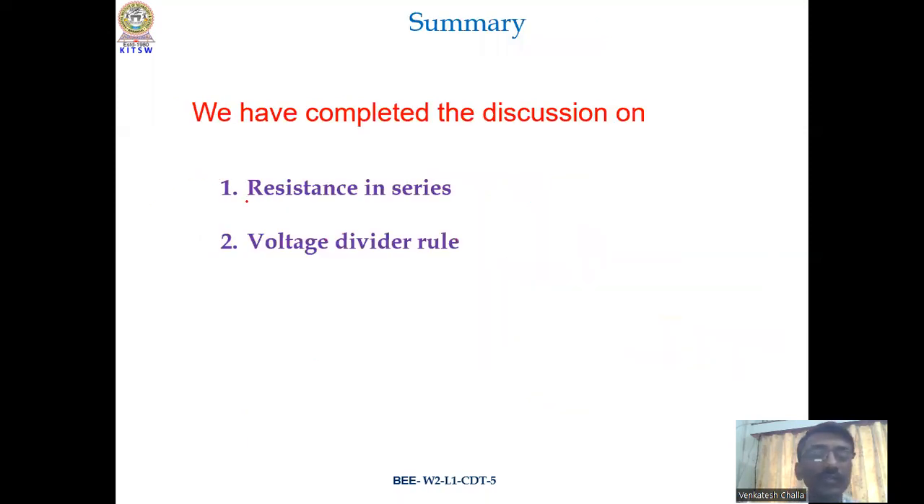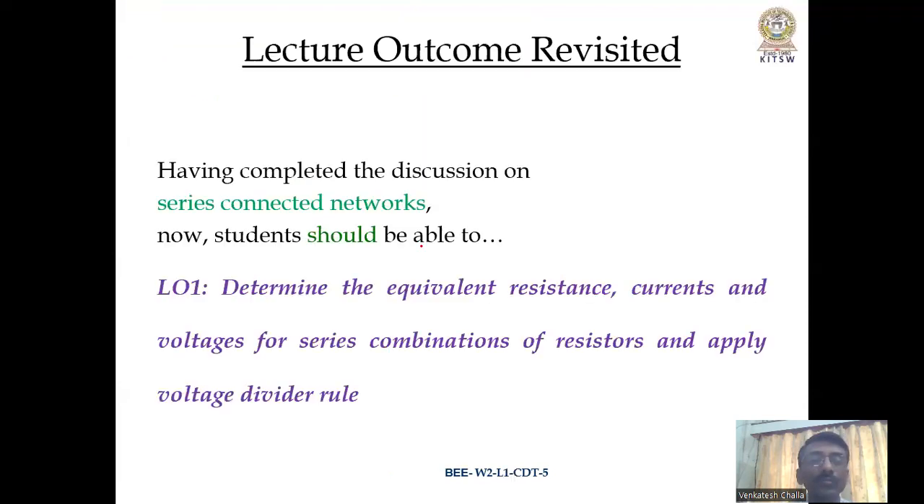So, dear students, we have discussed how resistors are connected in series and what their behavior will be. That is, currents are the same in all the resistors. Voltage will divide into different voltages, and to find these individual voltages, we can use what is called the voltage divider rule. Having completed discussion on series connected networks, students, you should now be able to determine the equivalent resistance of the circuit, currents and voltages of a series combination of resistors, and apply the voltage divider rule.